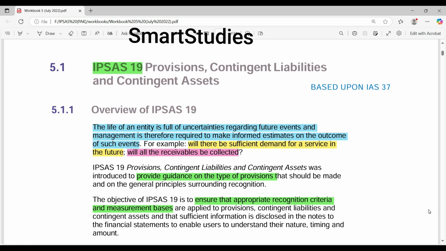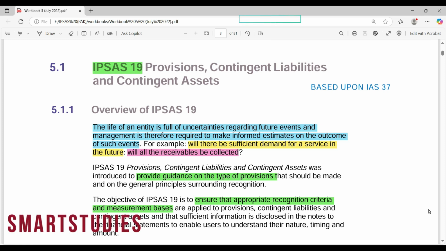required to make informed estimates on the outcome of such events. For example, will there be sufficient demand for a service in the future? Will all the receivables be collected? If there is a chance that your receivable may not be collected in full, then the management has to take some measure in the financial reporting for such future bad debts.